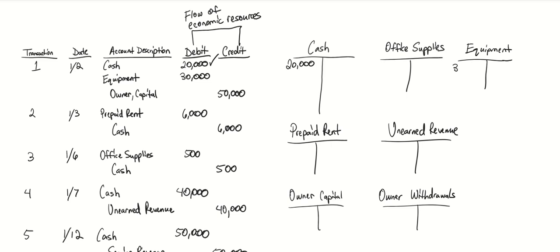Yes, $30,000. So that's going to go on the left side of the T account for equipment. Then owner capital, a credit of $50,000. That's going to go on the right side of the owner capital T account. Okay, and I'm going to do this for the rest of the transactions.